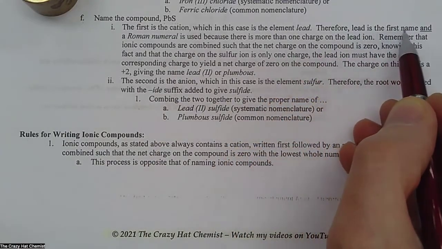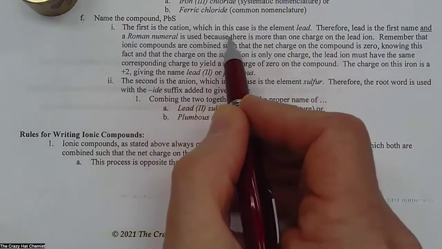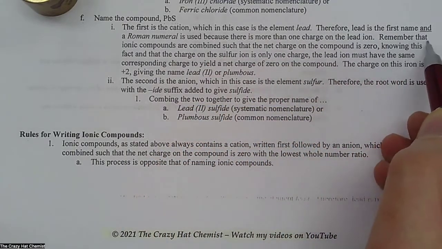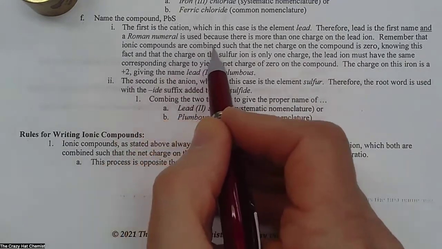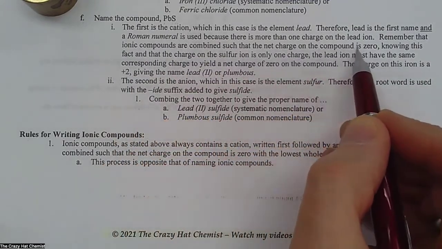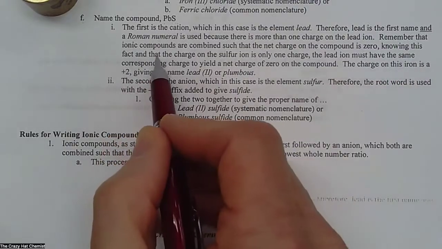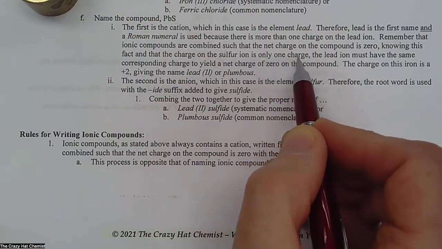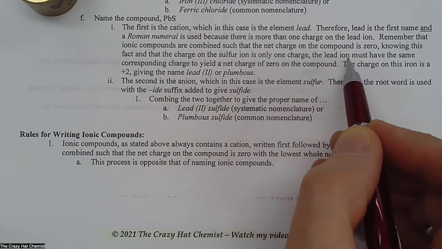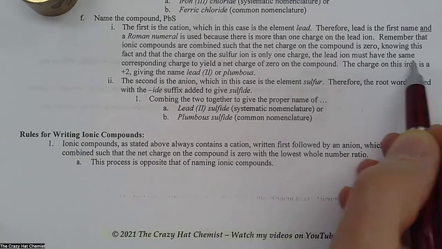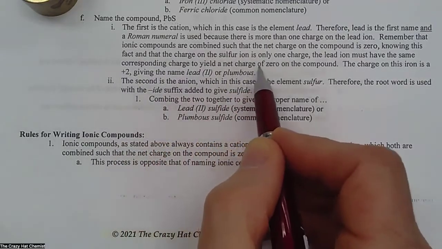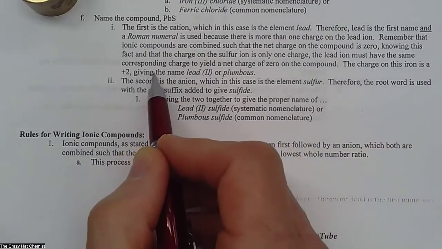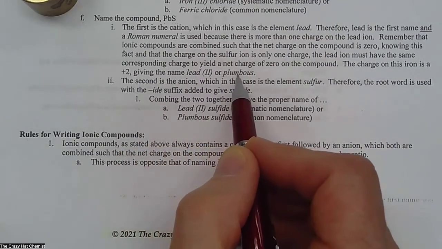Therefore, lead is the first name, and a Roman numeral is used because there is more than one charge on the lead ion. Remember that ionic compounds are combined such that the net charge on the compound is 0. Knowing this fact and that the sulfur ion has only one charge, the lead ion must have the same corresponding charge to yield a net charge of 0 on the compound. The charge on this lead is a 2 plus, giving the name lead 2 or plumbous.